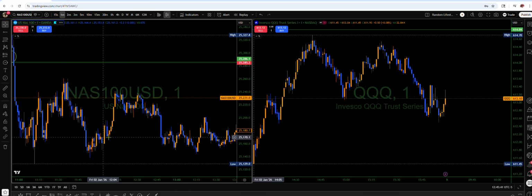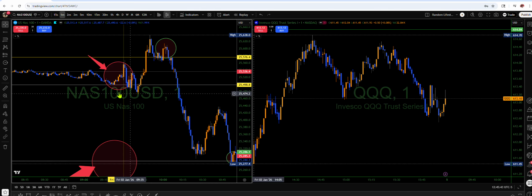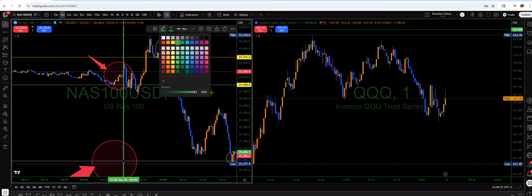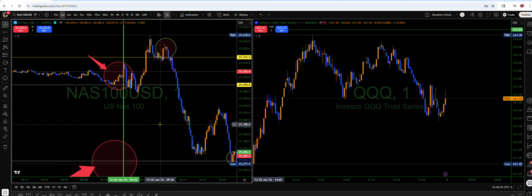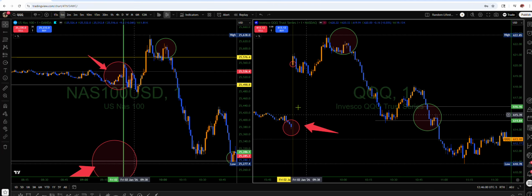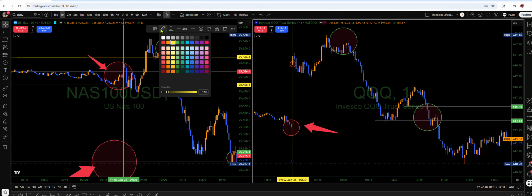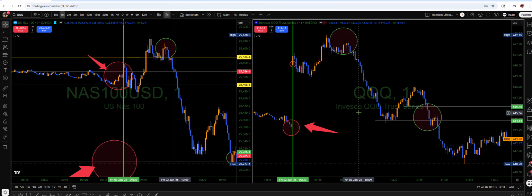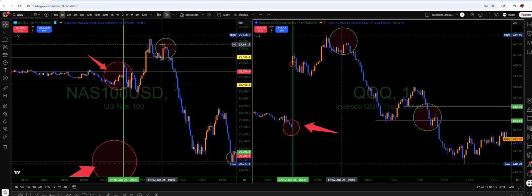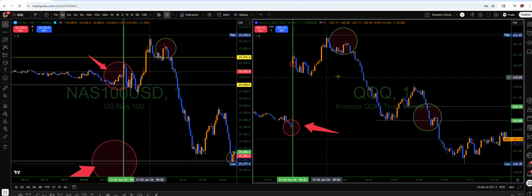So now that we know that, what we're gonna start doing is, this is a 9:30 open. Make this green, make this bigger, and I'm gonna highlight this so we can actually see it. So this is the 9:30 open on the Nasdaq. This is the 9:30 open on QQQ. Literally same movements, everything the same, same way up.